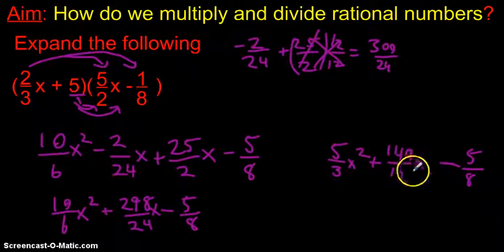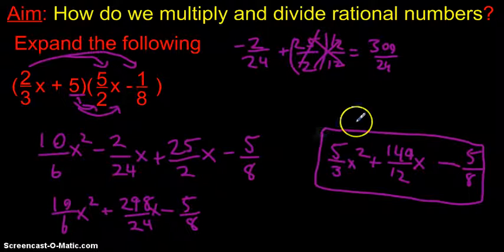Alright, so I believe this is simplified fully. 149 doesn't have a lot of other factors. So you could be asked to do this, and you should be able to do it.